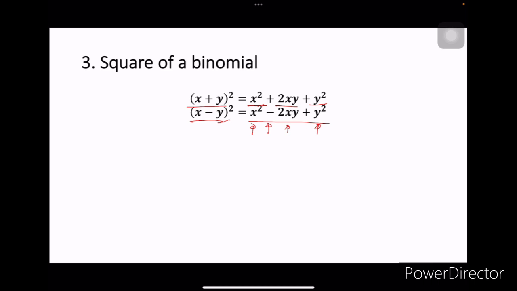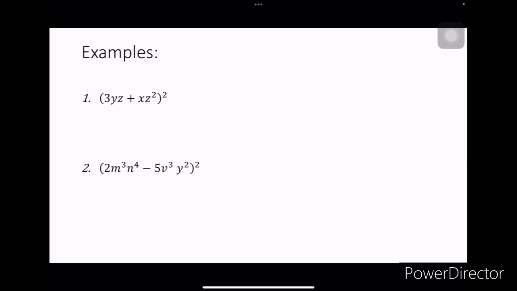So to further understand this, let's have some examples. So you have 3yz plus xz squared, quantity squared. You just simply square the first term, which is 3yz, so you have 3yz quantity squared. Since it's plus, so plus, and then by default you write 2 times the first term and the second term. So your first term is 3yz times the second term, which is xz squared, right? Plus the square of the last term. So you have xz squared, quantity squared.